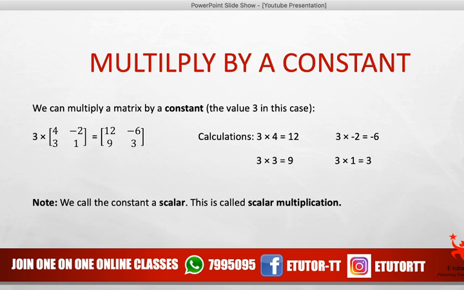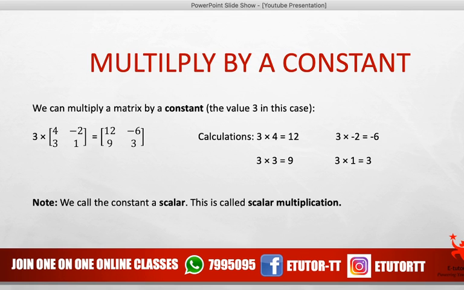Multiply by a constant. We can multiply a matrix by a constant, the value 3 in this case. So you see 3 is a constant, so 3 times the matrix 4, -2, 3, 1. You have to multiply by that 3. It works just like with brackets. So that's 3 times everything in the matrix.